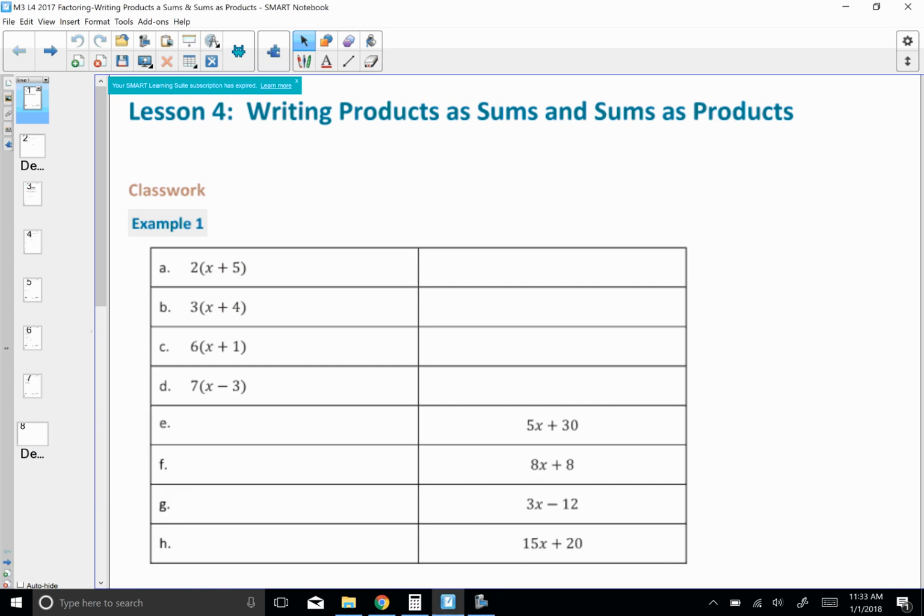Hi, seventh graders. So we ended 2017 by looking at the distributive property, and then we're going to recap that, and then we're going to move into what's called factoring.